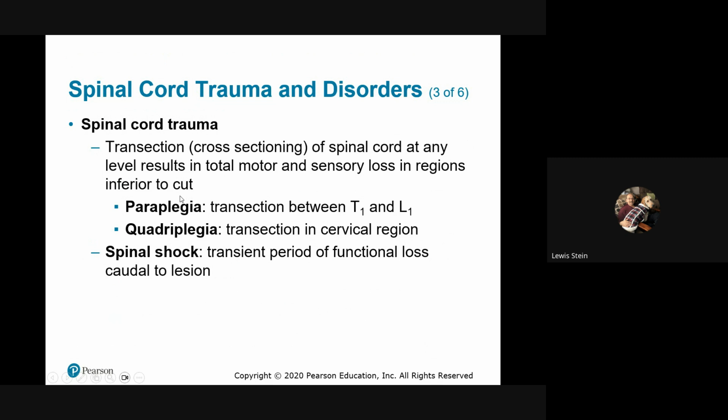And so this is what happens when we have the cord damaged at any level: it results in total motor and sensory loss in the regions inferior. By definition, if this cord is cut, traumatized, whatever, damaged between T1 and L1, paraplegia, lower extremities. Quadriplegia, upper and lower extremities. There's a matter of degree that varies. Cervical region. Spinal shock, transient.